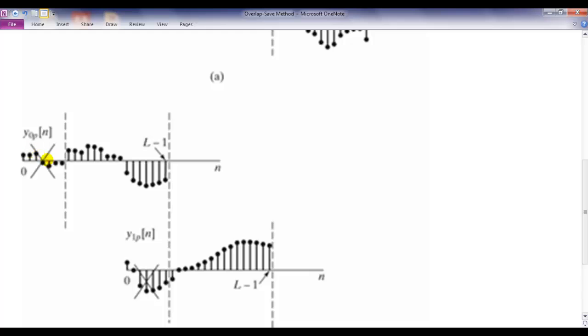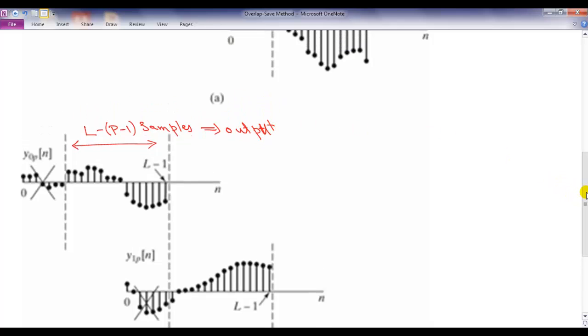But the first P minus 1 samples of that are corrupted. They are not the right samples that we should be using. They are time aliased. Those samples actually came from the linear convolution, and that linear convolution got mapped to the first P minus 1 samples. So instead, we keep only these L minus P minus 1 samples. We output them.